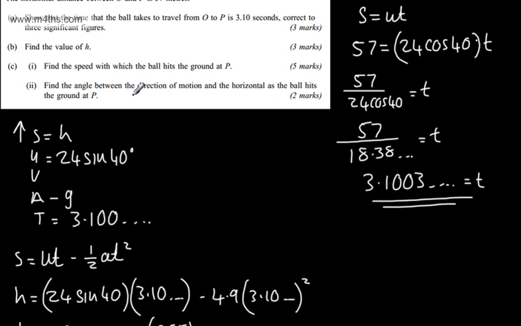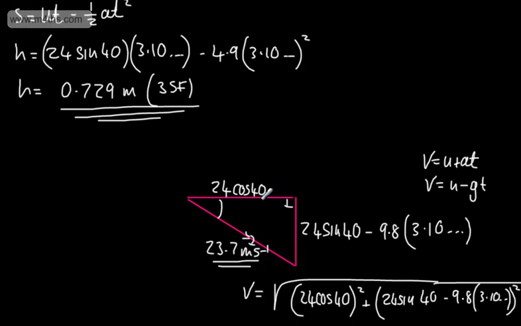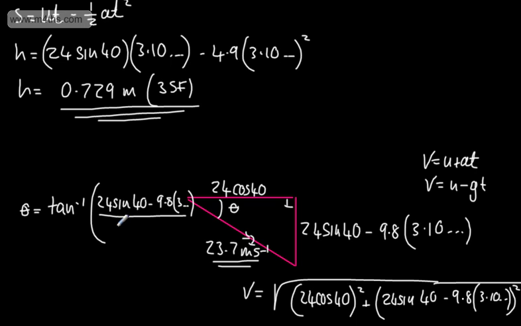And now we need to find the angle between the direction of motion and the horizontal as the ball hits the ground. So we just need this angle right here. So this angle, theta, is going to be equal to the inverse tan of 24 sine of 40 minus 9.8 multiplied by 3, divided by 24 cos of 40, and that will give us our answer.